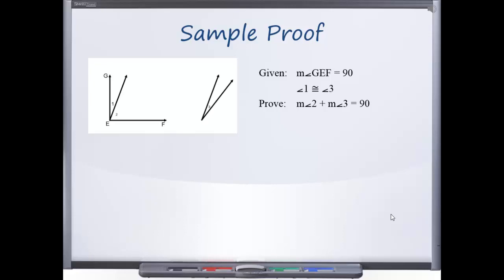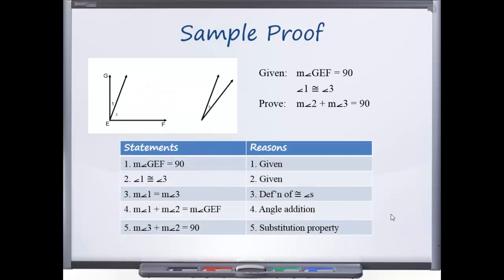If we plan this out, we know that the measure of angle GEF is 90, and we can see that GEF is made up of angles 1 and 2, that means if we add angles 1 and 2 together, we're going to get 90 degrees. We also know that angles 1 and 3 are congruent, so we can do a substitution there. Anytime we see 1, we can replace it with 3. So let's see what this proof looks like.